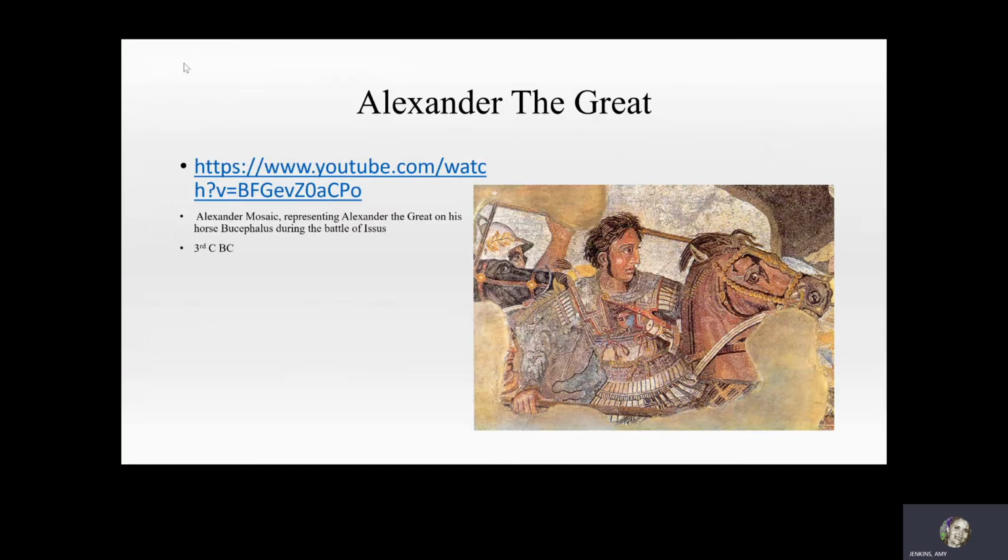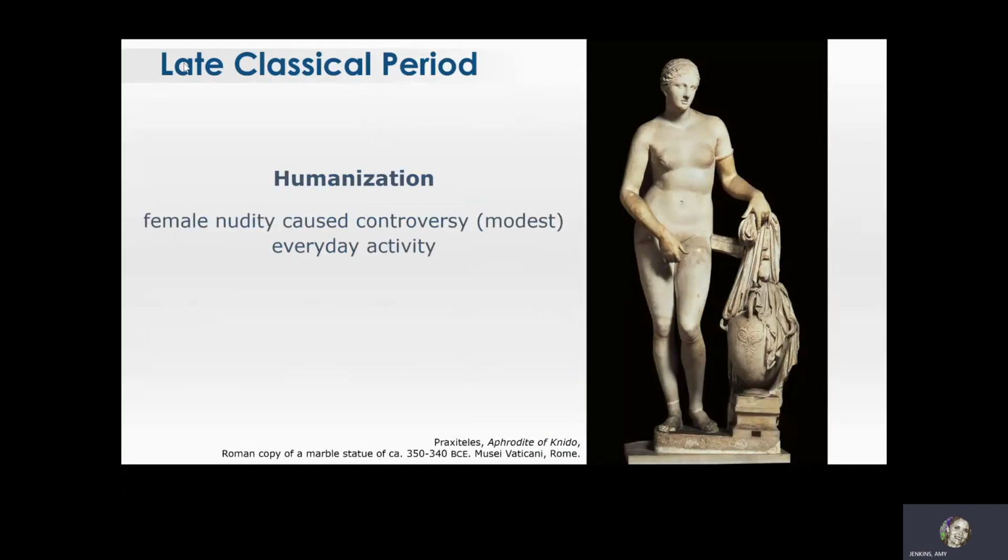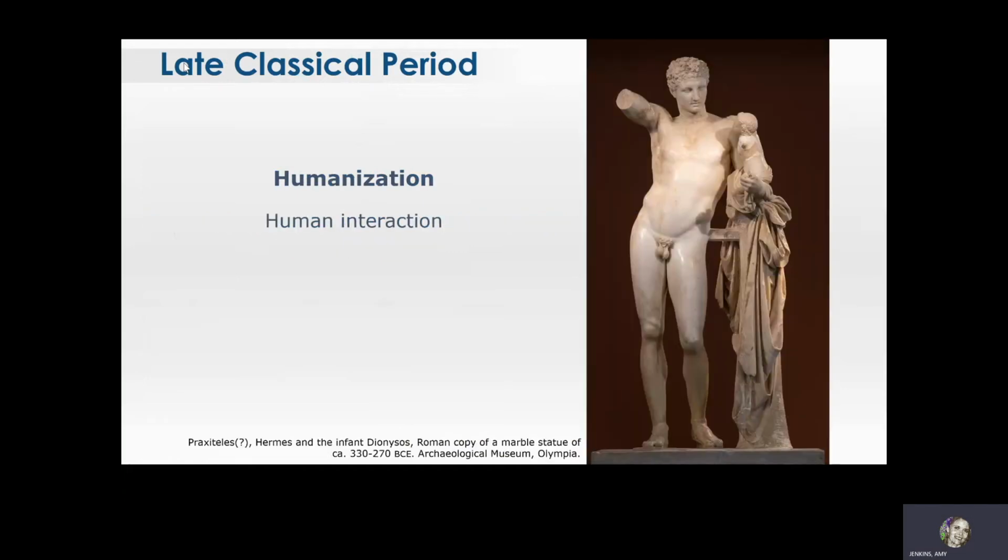This is the Alexander mosaic representing Alexander the Great on his horse during the Battle of Issus, 3rd century BC. Late classical period, humanization, we have Praxiteles, Aphrodite of Cnido. It's a Roman copy of the original marble statue, circa 350 to 340 BCE. It shows female nudity, which caused a controversy. Nudity is an everyday activity.